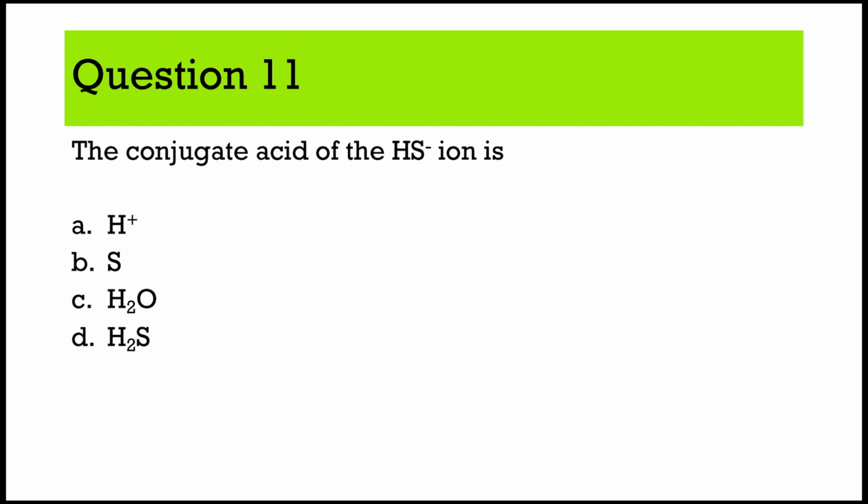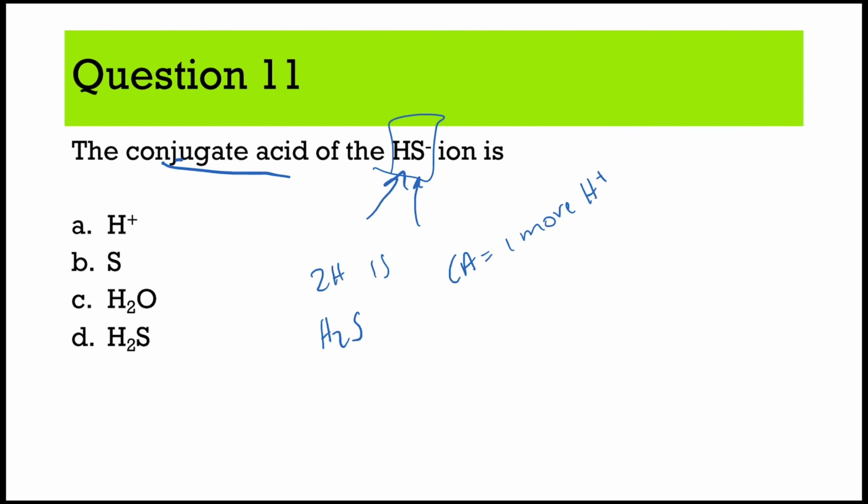Okay, almost done here. Number 11 is the conjugate acid of HS-. Remember, in a conjugate acid, you need one more H+. So right here we have one H and one S. So that means we need 2 H's and 1 S. So H2S. And D is the only option for that.